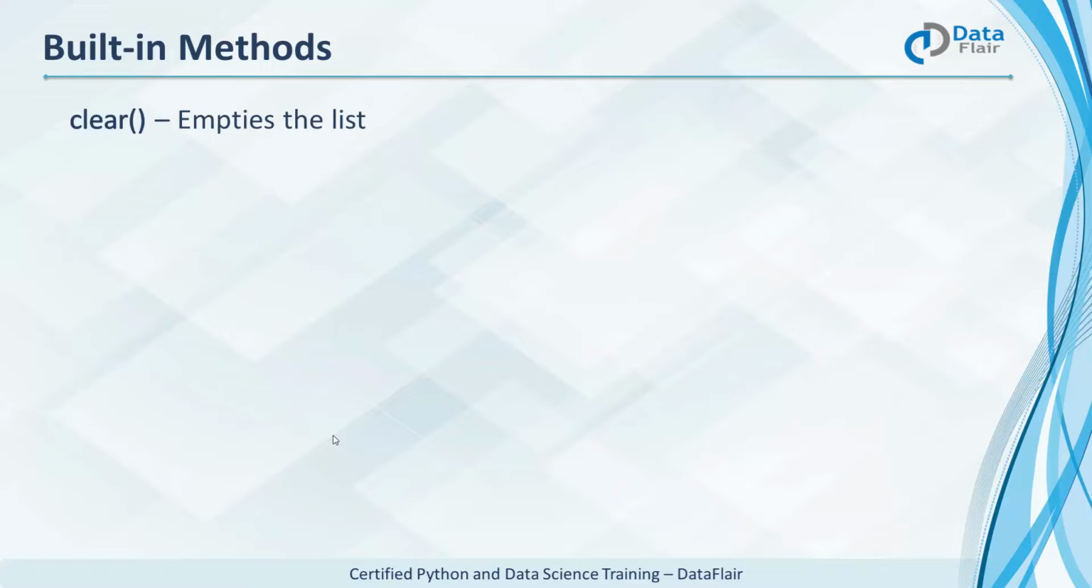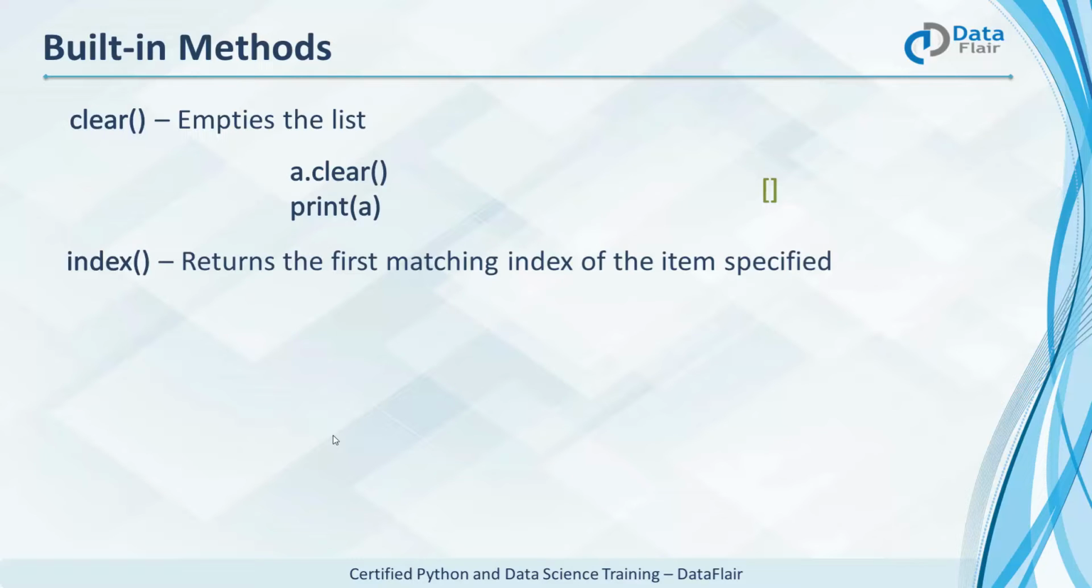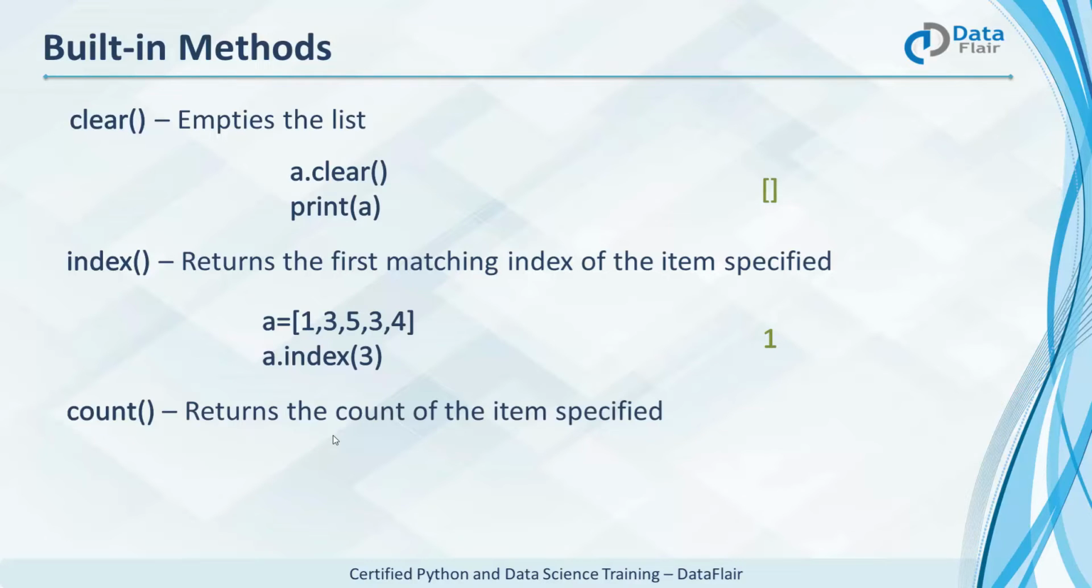Clear empties a list. This empties the list A and prints the empty list. Index looks for the item in the list and returns the index of its first occurrence. 3 is first found at index 1 here, and count returns the number of times an item appears in the list. 3 appears twice in this list.